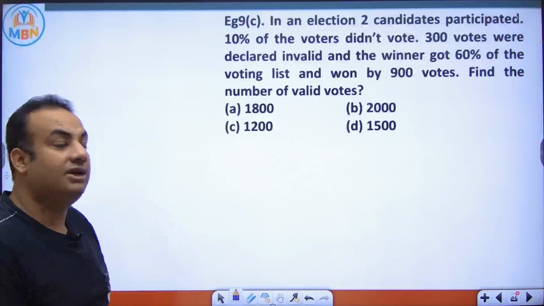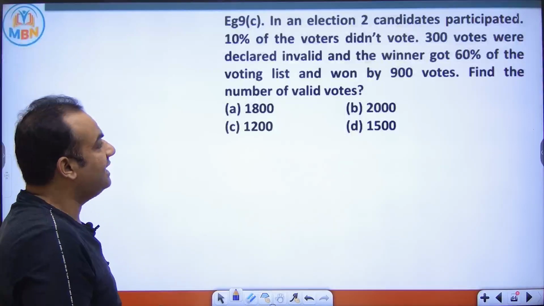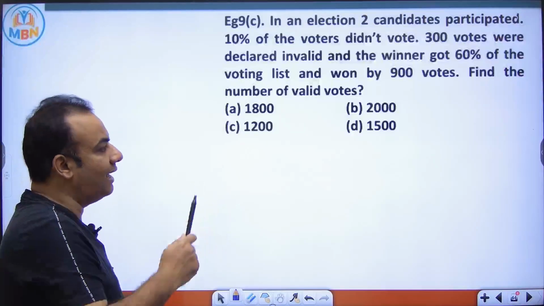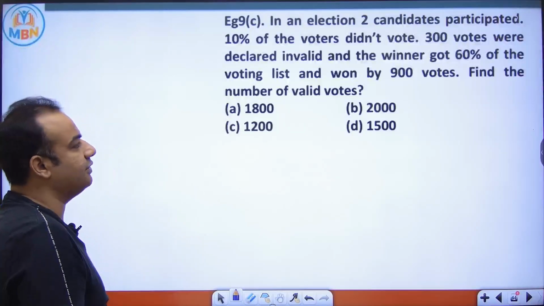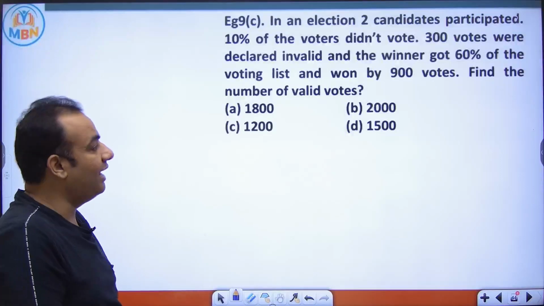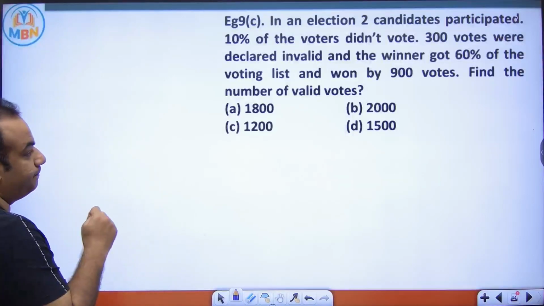In an election, two candidates participated. 10% of the voters didn't vote. 300 votes were declared invalid and the winner got 60% of the voting list and won by 900 votes. Find the number of valid votes. So how can we proceed?